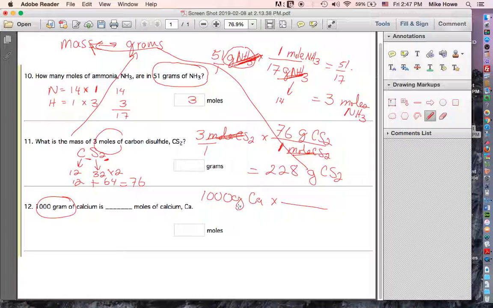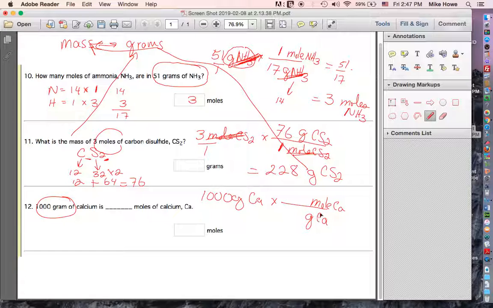So what do I put in first, units or numbers? I'm hoping that you said units. So you're going to put grams of calcium down here because you want them to cancel. And on the top, you're going to put moles of calcium, like that. Now our units are in, we need to put the numbers in. But what did I put in first? Oh, it was the units.